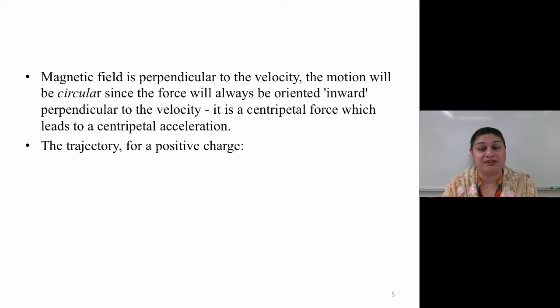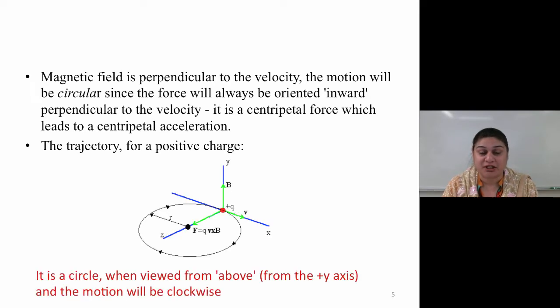Magnetic field is perpendicular to the velocity, and the motion will be circular since the force will always be oriented inwards, perpendicular to the velocity. It is a centripetal force which leads to a centripetal acceleration. The trajectory for a positive charge will be given like this. So it is a circle when it is viewed from above, and the motion will be clockwise.